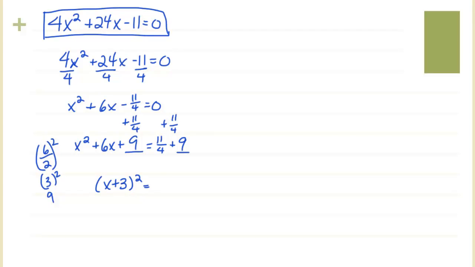And this side factors quick and easy. This side, I'm going to do a little work off to the side to get it to where we can get one number. So I'm going to have to turn 9 into fourths. Right? 9 over 1 times 4 over 4 to convert it into fourths. So it's going to be 36/4.